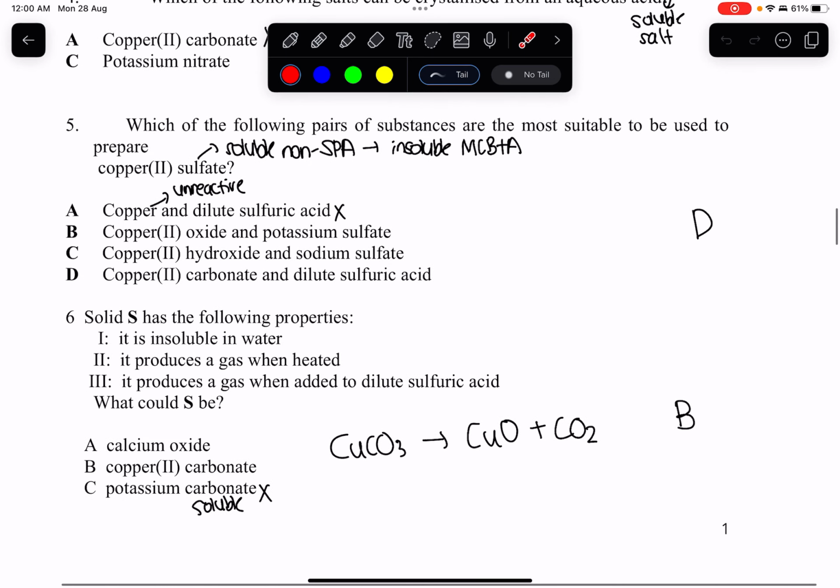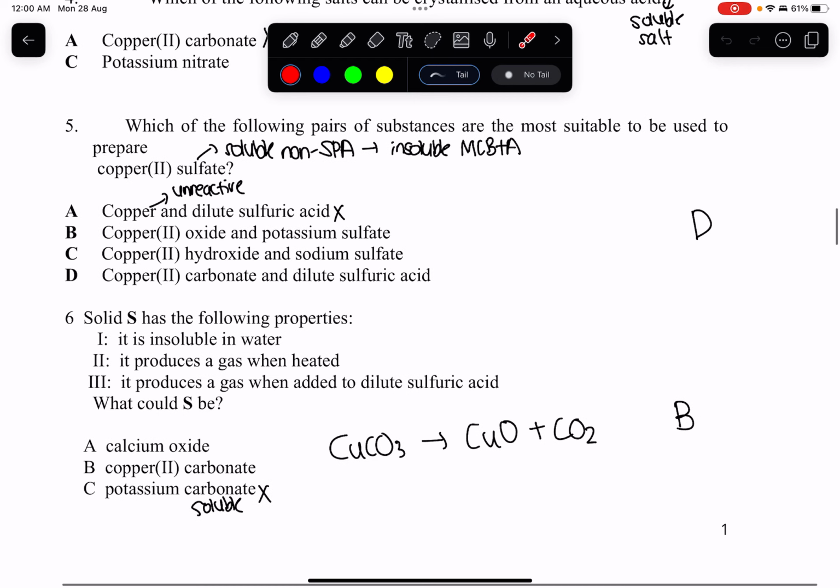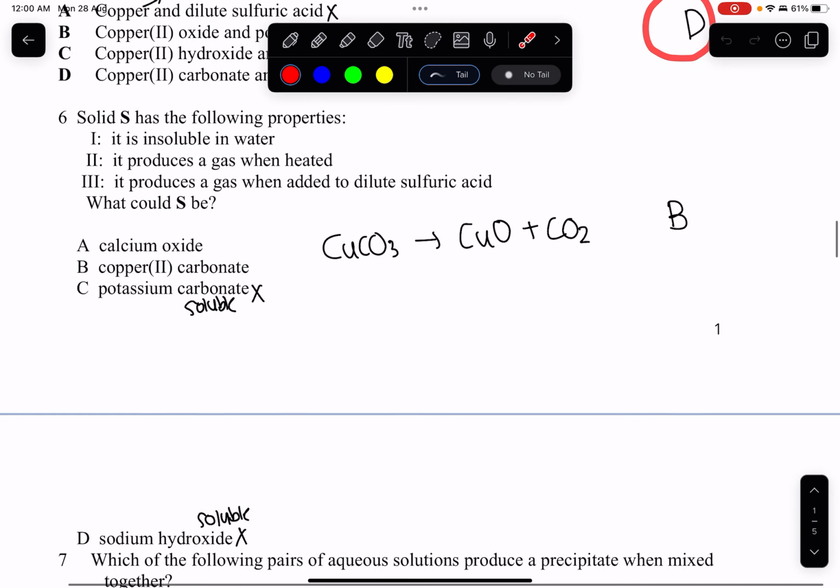Question 5. Which of the following pairs of substances are the most suitable to be used to prepare copper(II) sulfate? Copper(II) sulfate is a soluble non-SPAR salt, which means you need to use insoluble base plus acid. I can eliminate B and C because they are not using insoluble base plus acid. I can eliminate A because copper is unreactive. The answer is D.